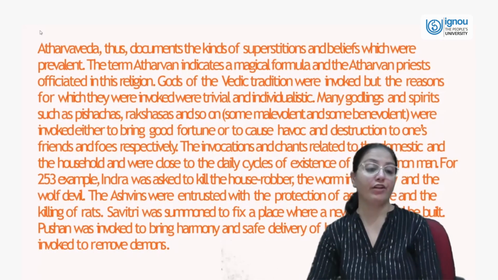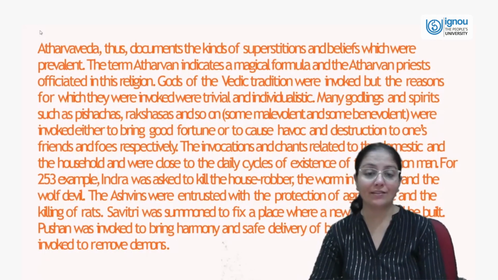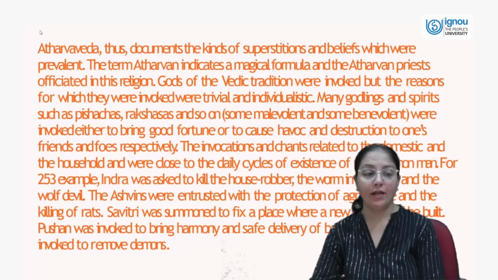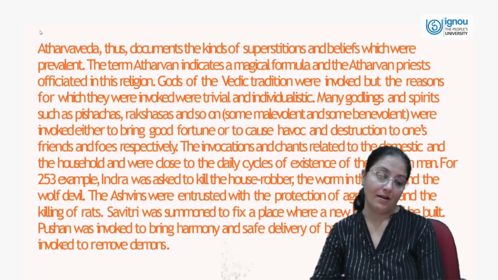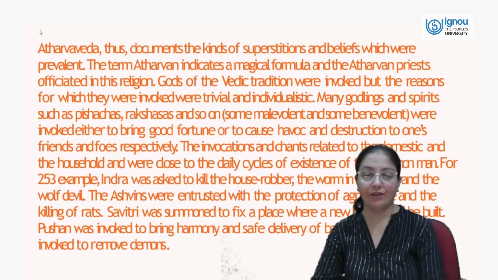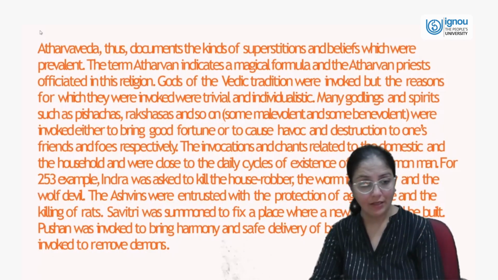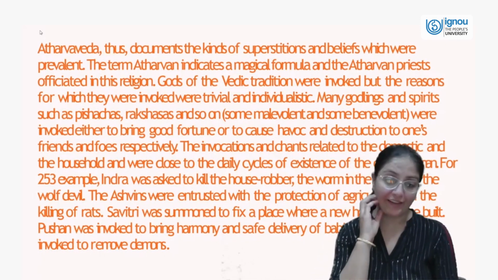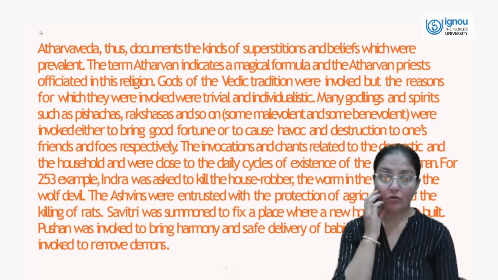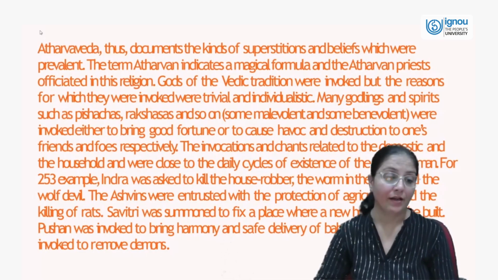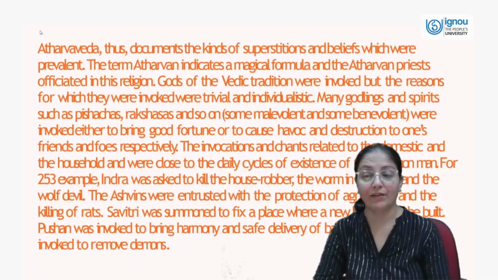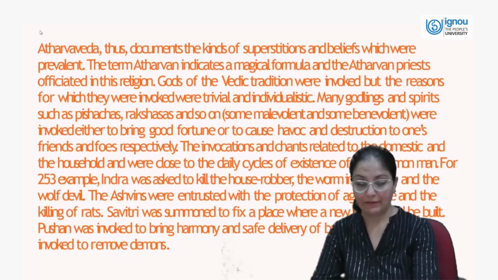For example, Indra was asked to kill the house robber, the worm in the body, and the wolf devil. The Ashwins were entrusted with the protection of agriculture and the killing of rats. Savitri was summoned to fix a place where a new home could be built. Pushan was invoked to bring harmony and ensure safe delivery of babies, while Surya was invoked to remove demons.